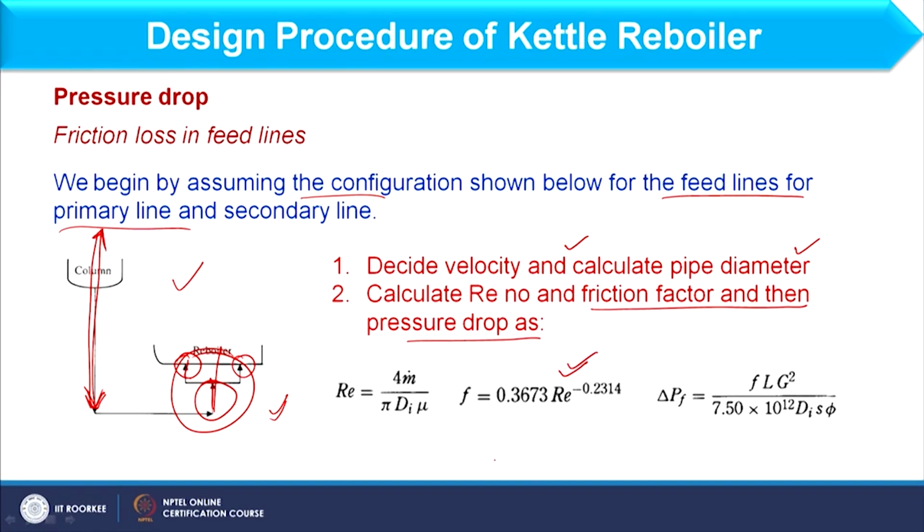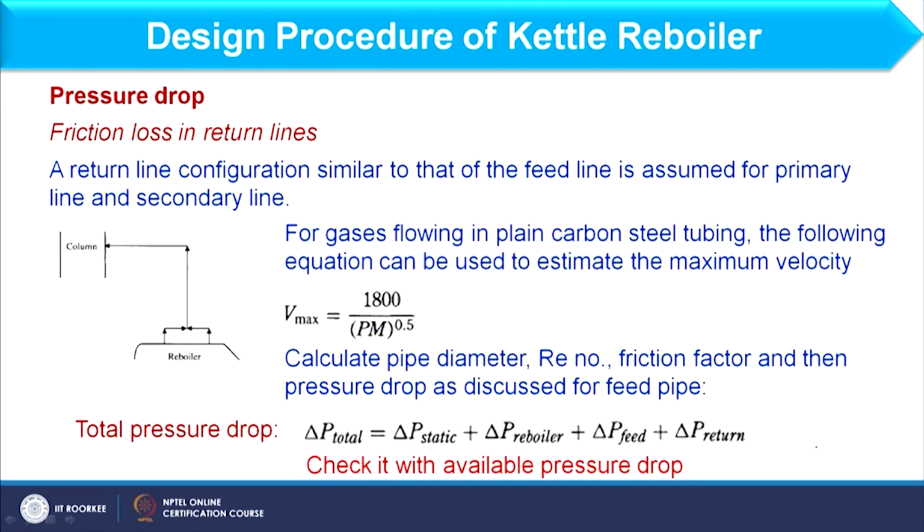So, here I have the Reynolds number, we can find the friction loss, and once I have the friction loss, I can find out the friction losses in the feed line. All these parameters you know already. This expression we have used in the double pipe heat exchanger design, right? And as we have discussed friction loss in the feed line, we will further discuss friction loss in the return line.